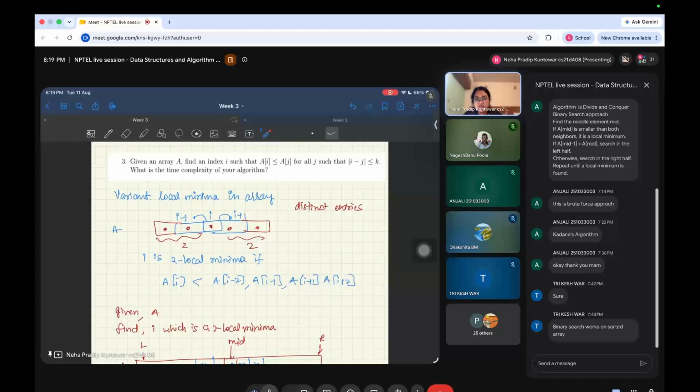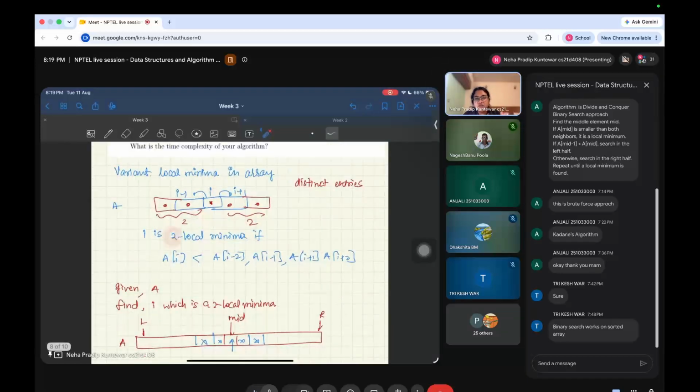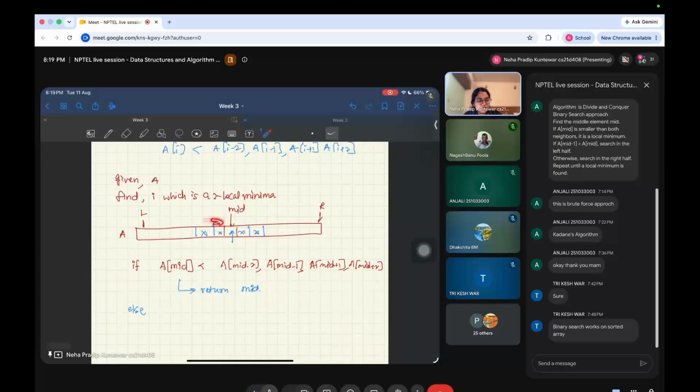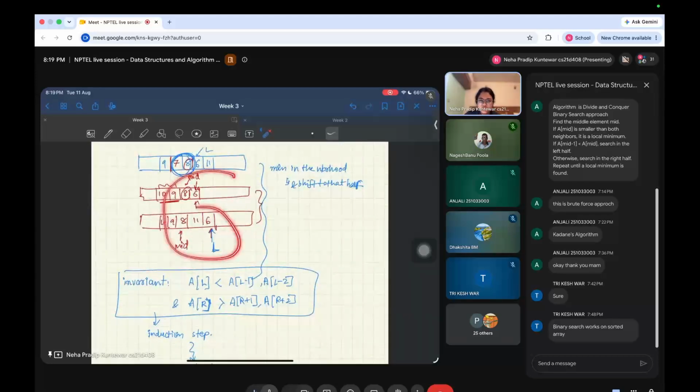So the next question one can ask is, instead of two local minima you can define k local minima, where instead of just two neighbors you look for k neighbors to the left and k neighbors to the right. This element should be smaller than this entire neighborhood, only then you'll say it's a local minima. So then you will have more cases to deal with, and the invariant you would want to show is that a of L is smaller than a of L minus 1, L minus 2, up to L minus k plus 1, and similarly k steps on the right.